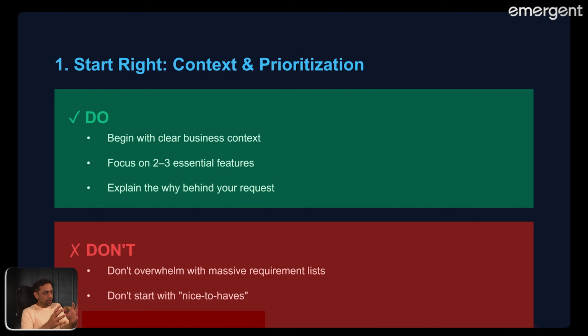Okay, give context. You can give context that we want to build a full-fledged business management portal which will have this, but let's begin with this and this feature. Do not start with something which is nice to have. Start with something which is must have.